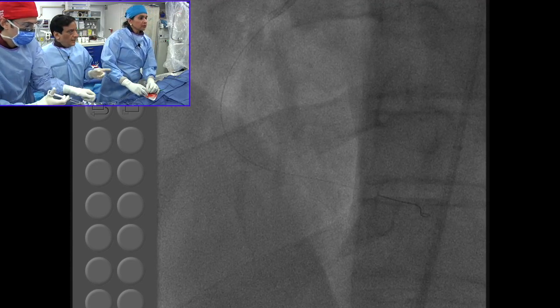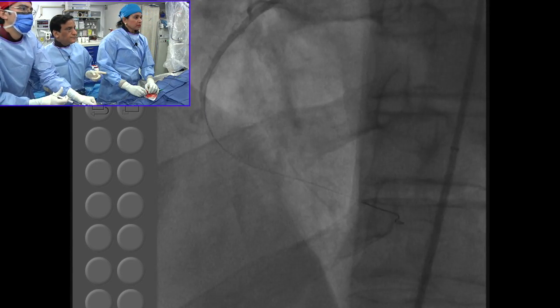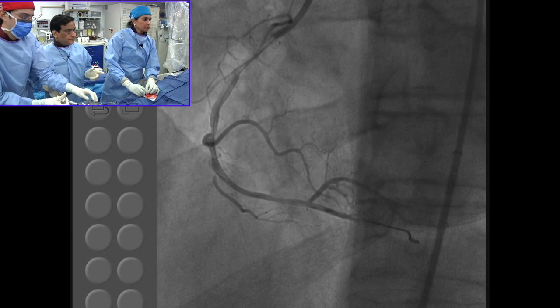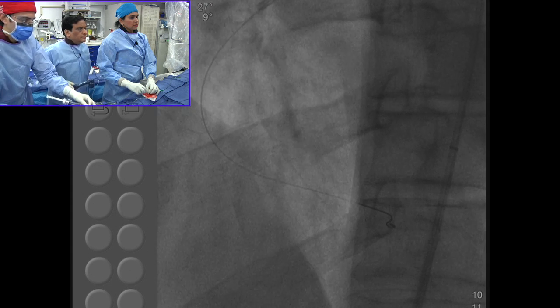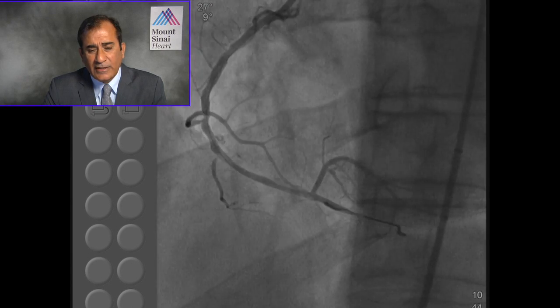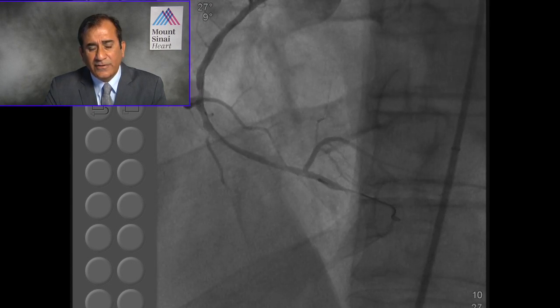Let's take a picture. Now we have done a 2.5 by 20. Looks very nice already.